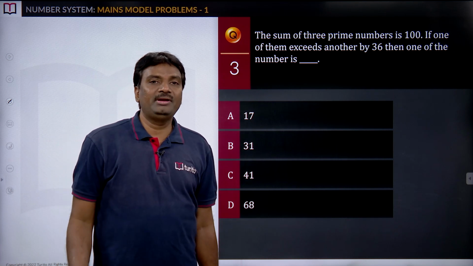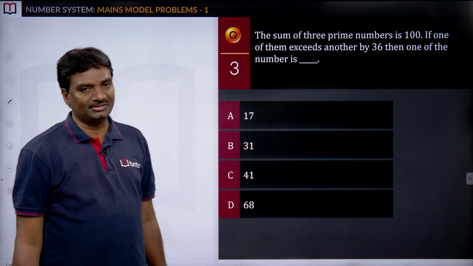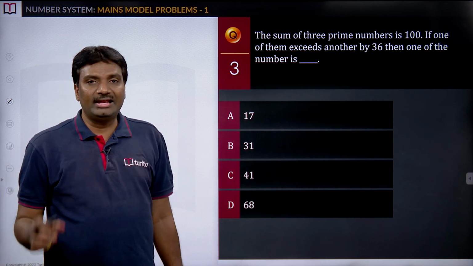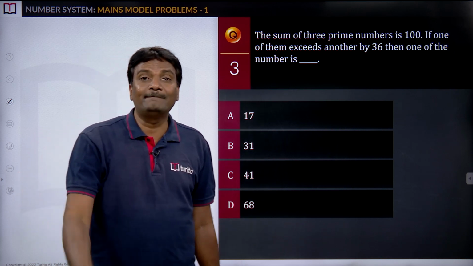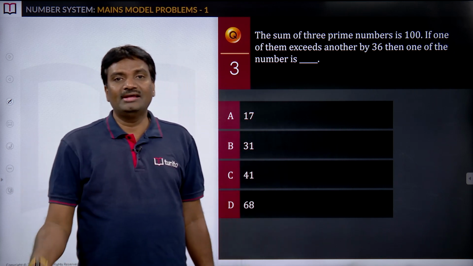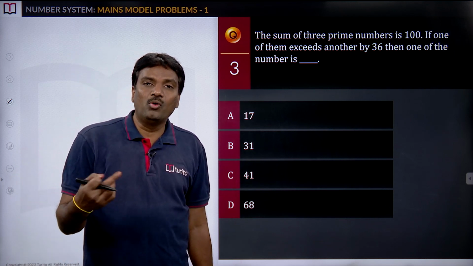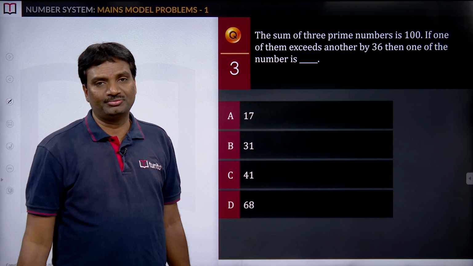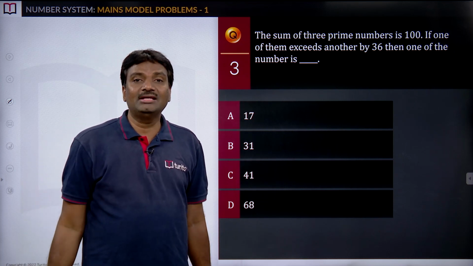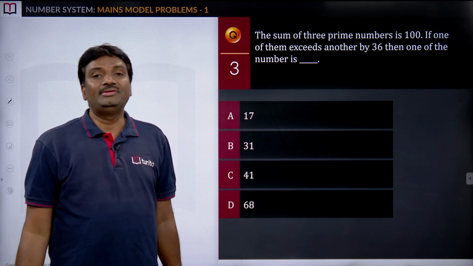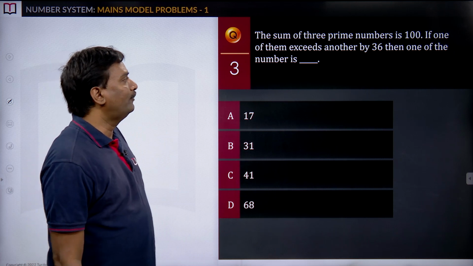What is the meaning of prime number? In 7th class and 8th class, we learn about prime numbers. So, a prime number means a number which has only 2 factors, 1 and the number itself. If we have another factor for the given number, then we can say that is not a prime number, that is a composite number.